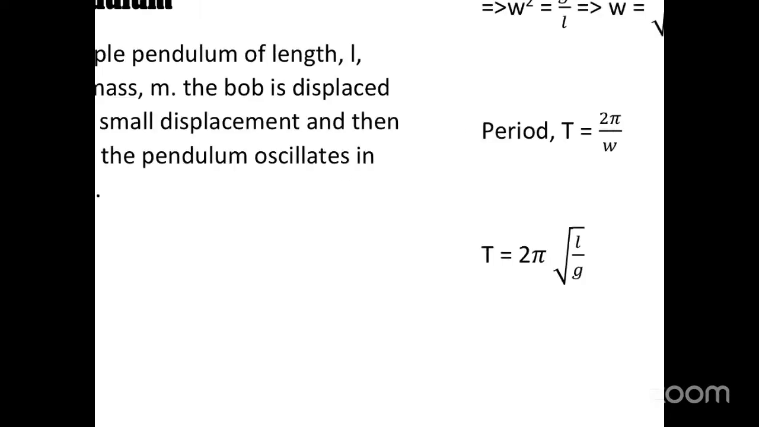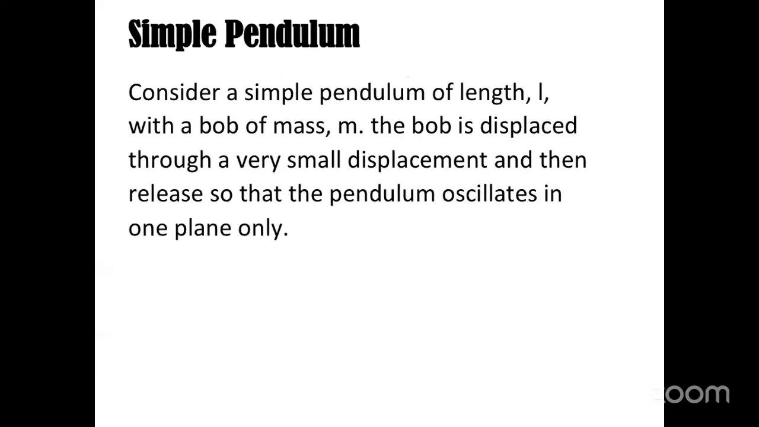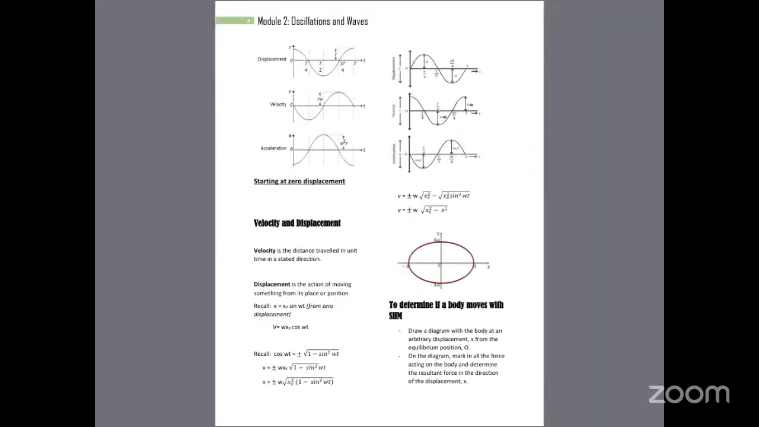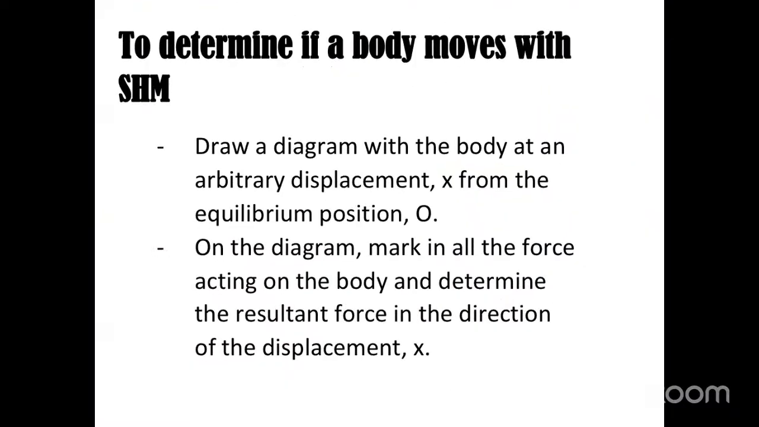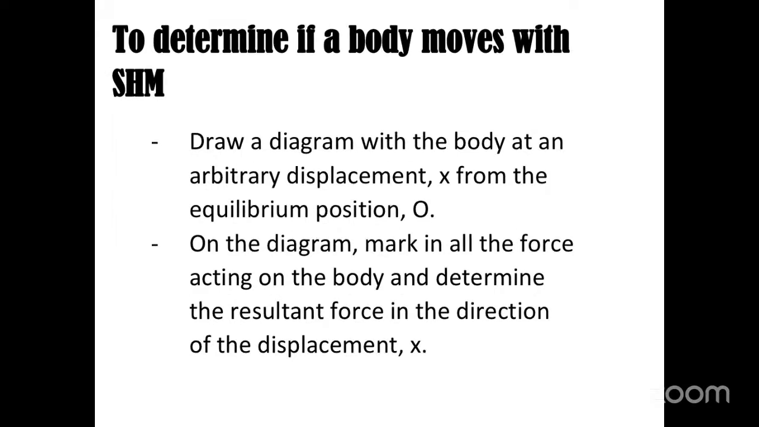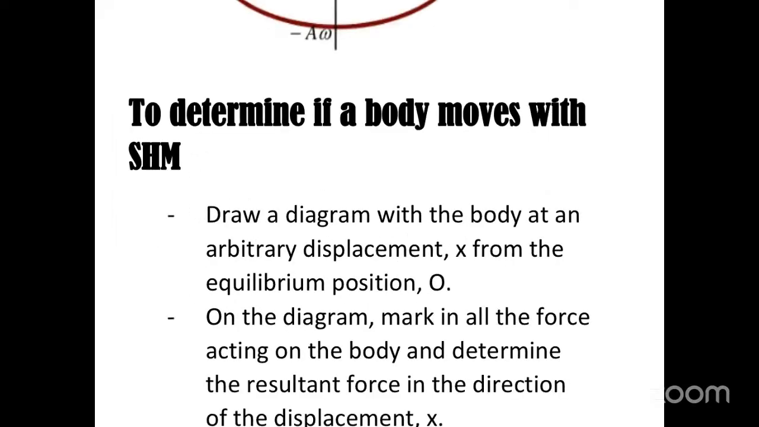So let's take a look at how to show if an object moves with simple harmonic motion. If you look here, there are some steps that we have to follow. Step number 1. Right? So here's what you have to do. To determine if a body moves with simple harmonic motion, there are 3 nice little steps that we have to take. And I'm going to show you by an example.